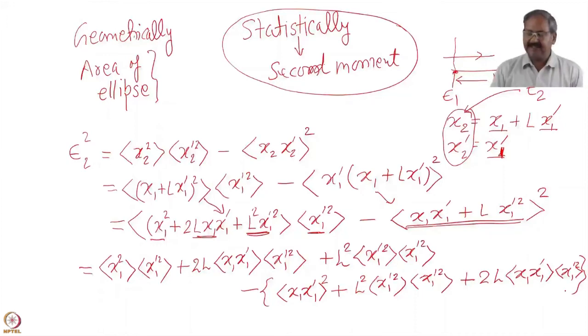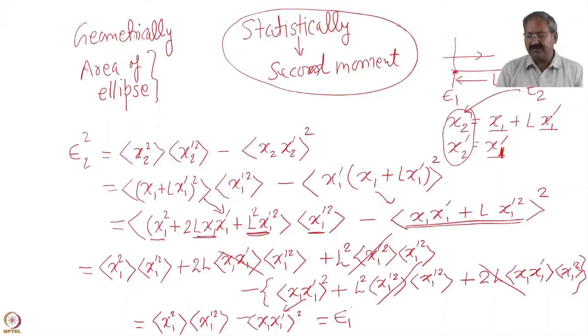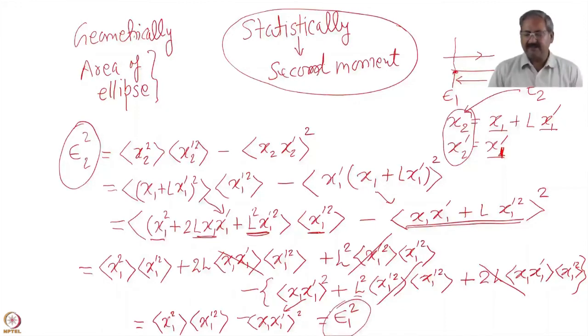Now you can see that this is cancelled by this and this is cancelled by this, and we have x1 square x1 prime square minus this term, which is x1 x1 prime squared, and this is emittance 1 at the location. So emittance at location 2 is equal to emittance at location 1. So statistical emittance also remains constant.